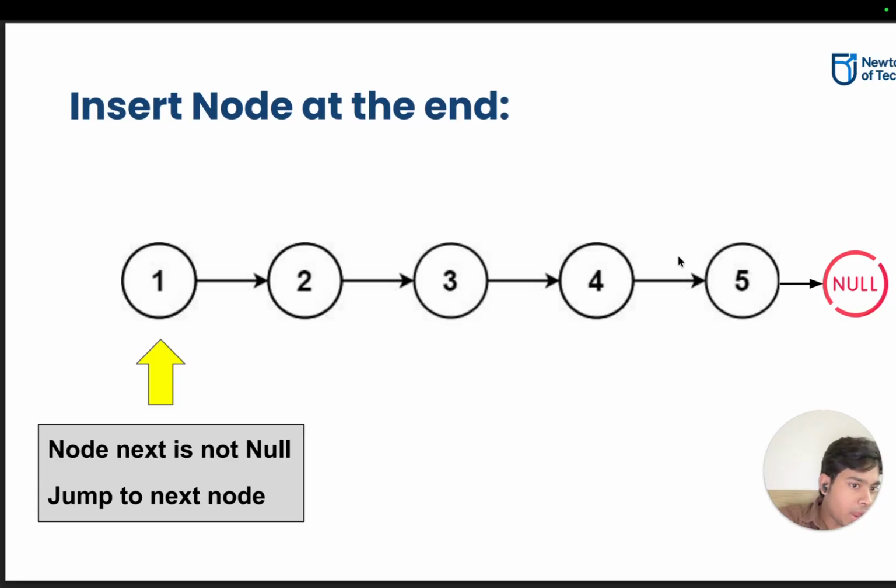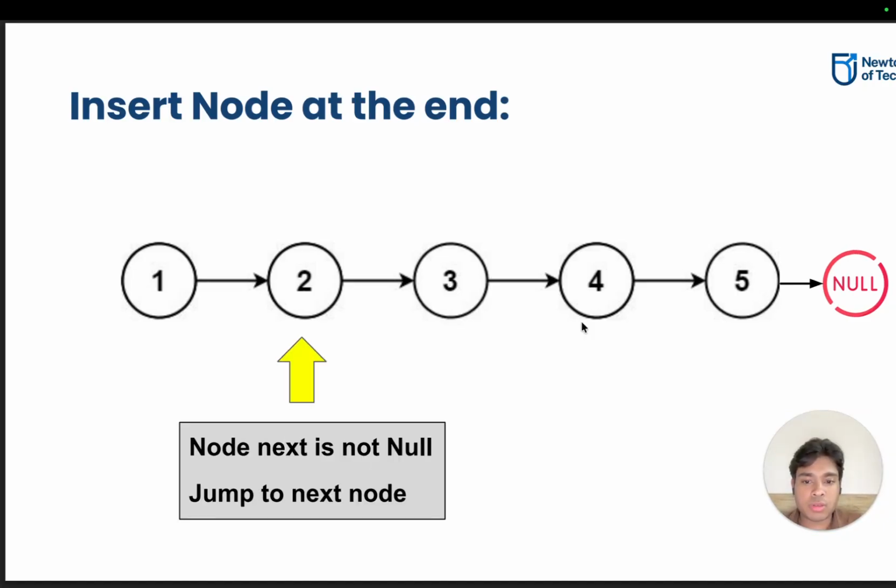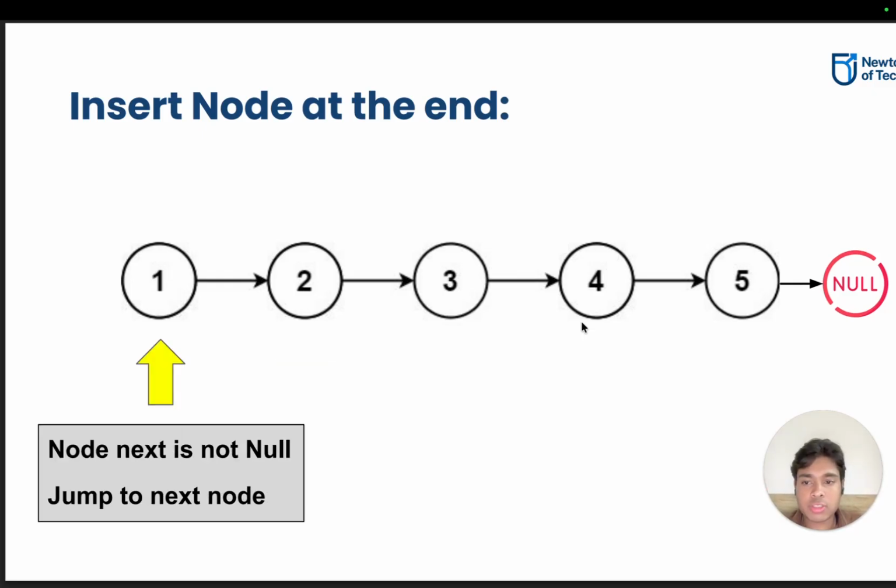After 5 we will add. Okay, so as I told you, if the node's next is not null, jump to the next node. It's a clear visualization. You can see in the PDF, the arrow is pointed at the 1. Now the node's next is not null, so jump to the next node.